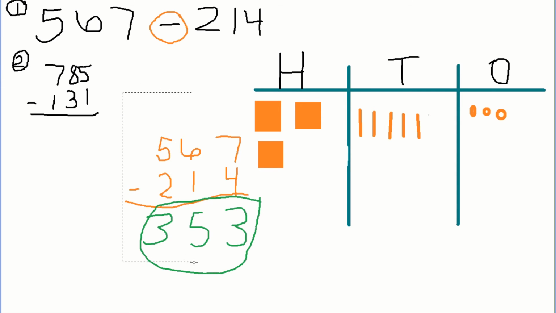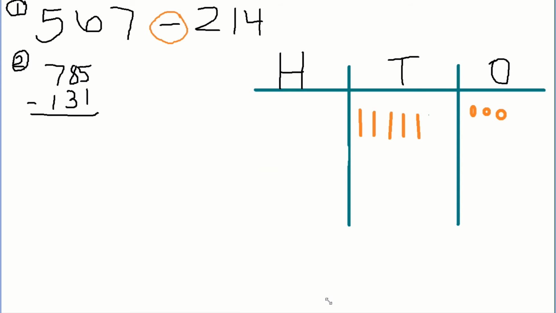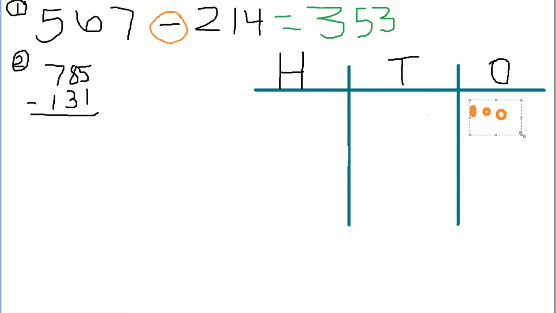So now we're just going to write our answer wherever they asked us the question. Simple. Now let's get rid of all of this. Let's clean off our HTO chart and do number 2. So it says 785 minus 131.